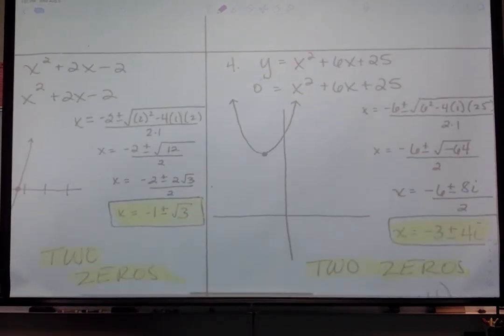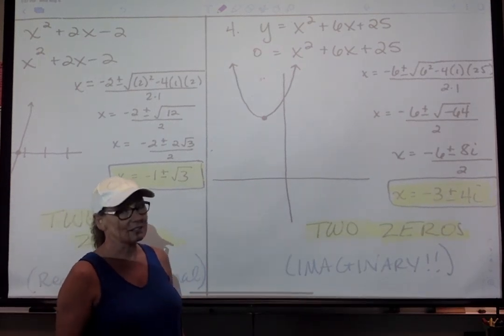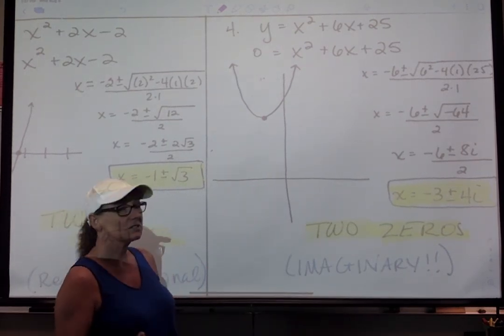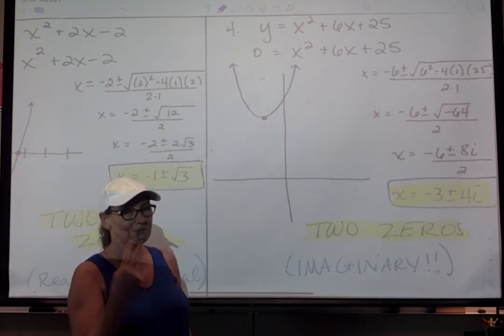All right, and then I know you know a parabola doesn't have to cross the x-axis. It still has 2 zeros though. You just can't see them. They're imaginary.